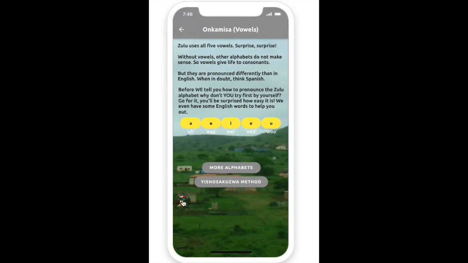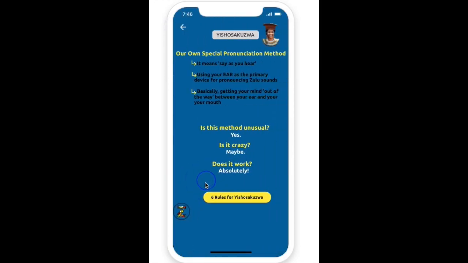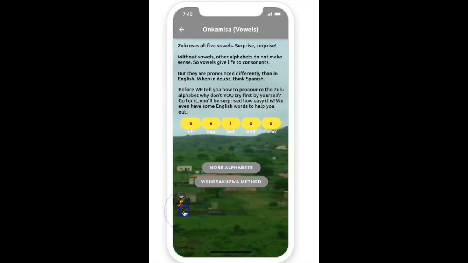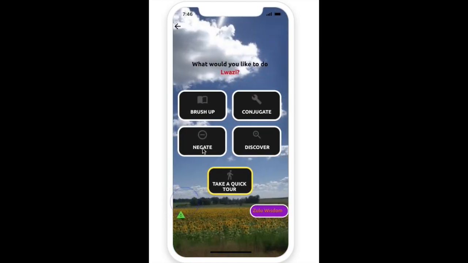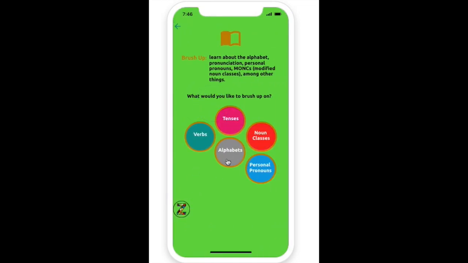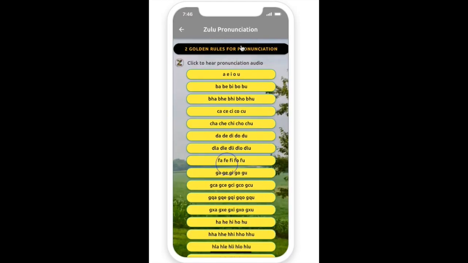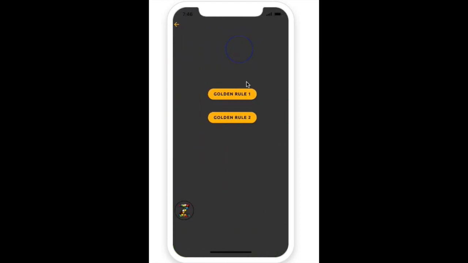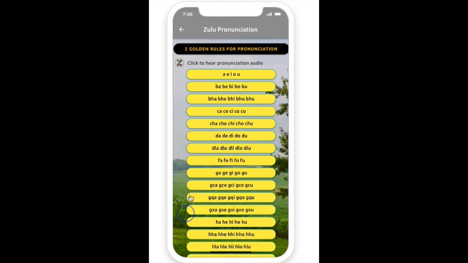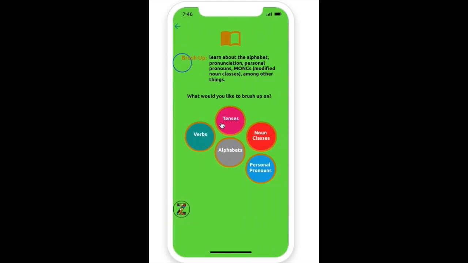That's a good feature. We can look at this Yisho Saguzwa method, which as Zulunomics we came up with, the different rules for saying it. We can look at the golden rules for pronouncing the Zulu language. If we click right here and learn more, we really can learn how to pronounce the language. There are golden rules that we share with you if you use the Zulunomics app.